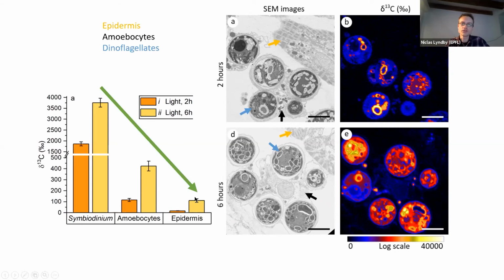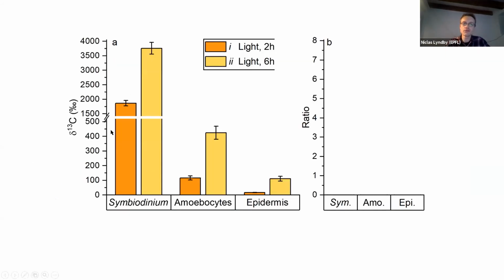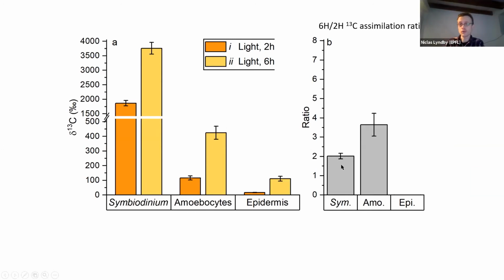But what is more interesting is if we compare the uptake or the turnover of these two incubation periods. What we can see for the symbionts is that after a 3 times longer pulse labeling period, we only have roughly a doubling of the carbon-13 in the system, whereas for the amoebocyte side, the ratio is almost 4 times as much. And for the epidermal layer, this is almost 7 times higher than the 2-hour pulse labeling.